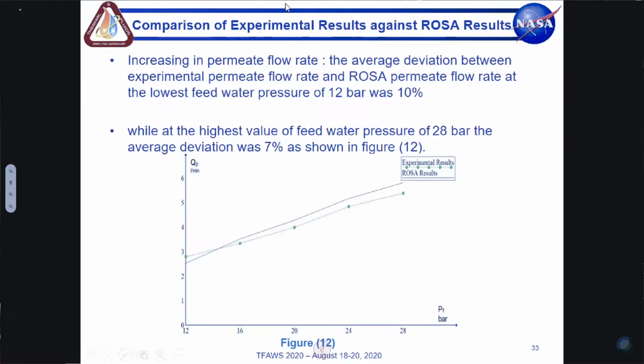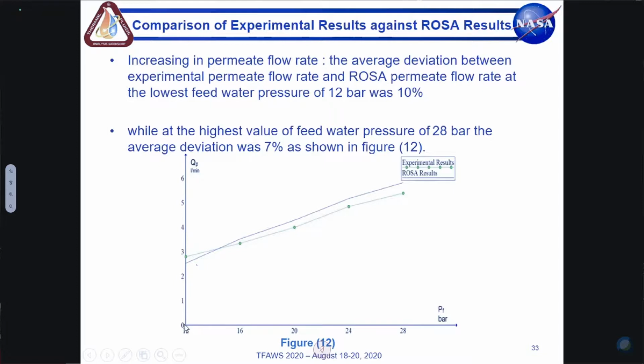Of course, this is a result from the ROSA. We made a comparison, as I told you, with the experimental results. And for your knowledge, the deviation between them is not so far. It's only 10%. It doesn't exceed this ratio. We make a comparison for some cases here.